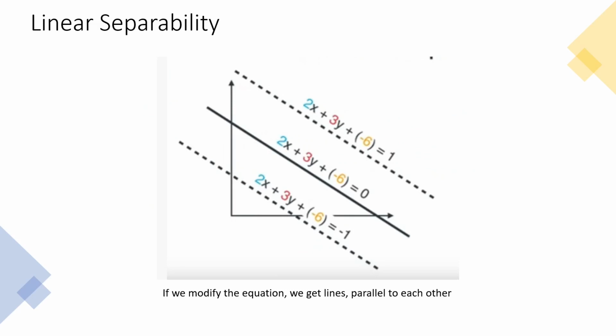But if we modify this equation, we get lines parallel to each other. What we basically did is the left side of the equation remains the same. We put 1 on the right side of the equation. That's the original equation. If you put a -1 on the right side of the equation, this line goes below. And if you put a 1 on the right side of the equation, this line goes up. Okay? So we somehow expanded the line.